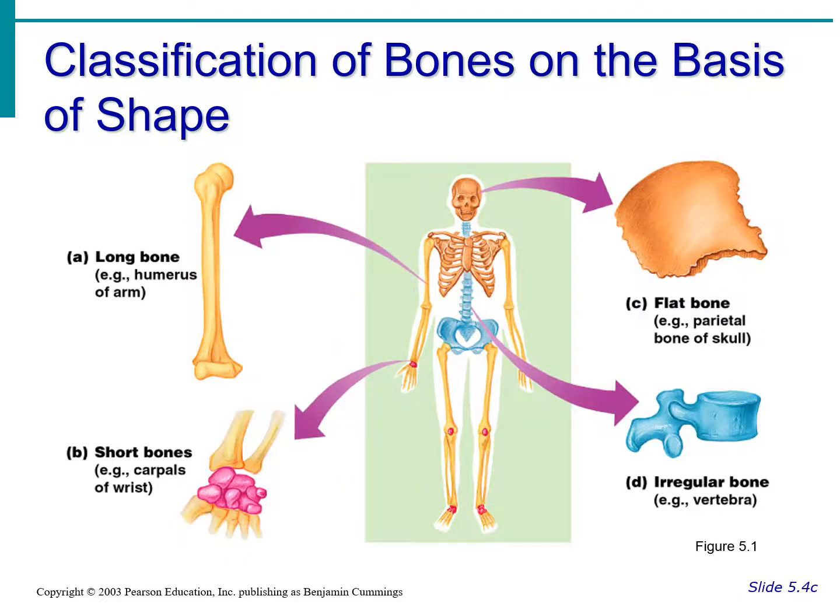Classification of bones based on their shape. There is a long bone, for example, like the humerus in your upper arm. Short bones, such as the carpals of your wrist. Flat bones, such as a piece of your skull, called the parietal bone. And irregular shaped bones, such as your vertebrae or your backbone.